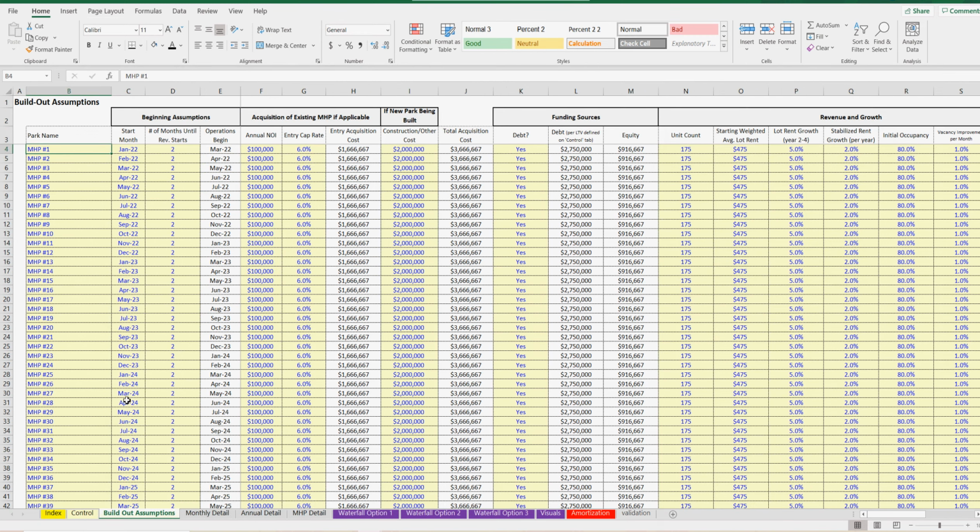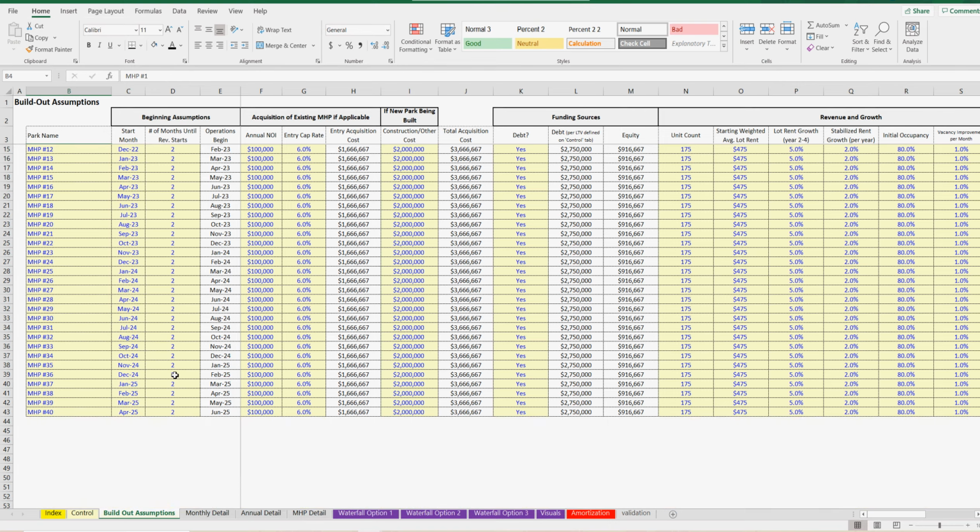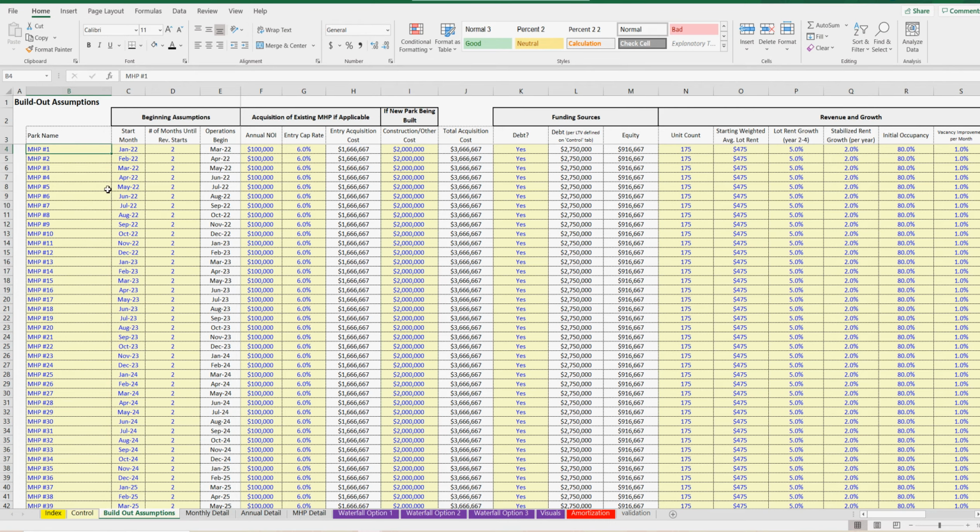All right. Now this is the most important tab, probably, the build out assumptions. This is where you'll spend most of your time. And it's very important you don't change the column positions. I have used index and match. There's no VLOOKUPs going on, but it's still important to not mess around with the structure and formatting of the entire model. So just enter whatever park name or property name you've got here.